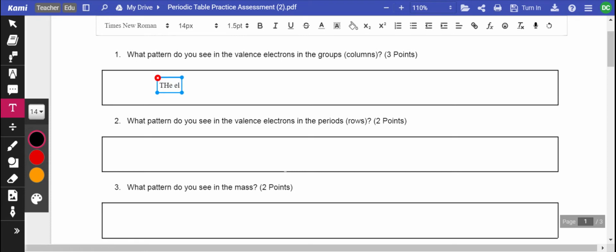The elements of each group have the same number of valence electrons.